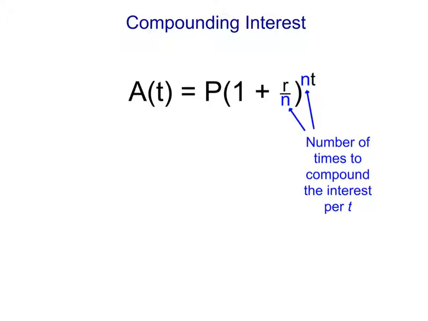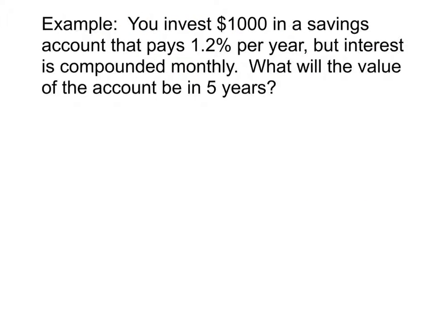You'll notice that this formula is actually very similar to the one that we've been using. The only difference is that we now have the n in there. In fact, this formula is the same formula if n equals 1, which is once per year. So we're going to be using that formula in this example problem.